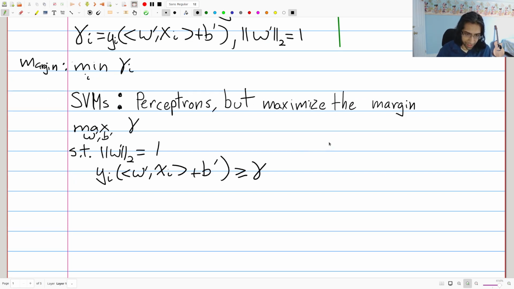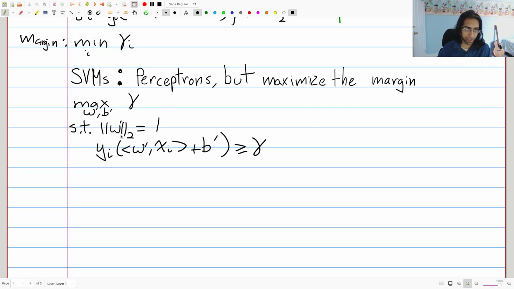Now, like I said, this is not a very common way of stating the SVM problem. The reason is that this is kind of weird. It's not clear how to deal with this type of constraint where you always have to deal with the normalized w prime. And there's a simpler way to write it, which essentially eliminates one of the parameters, gamma.